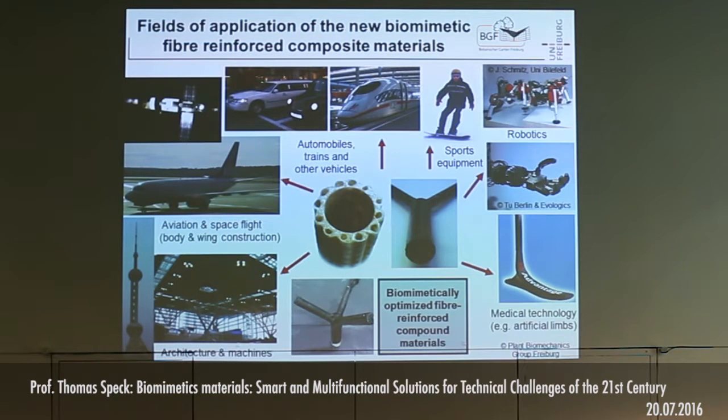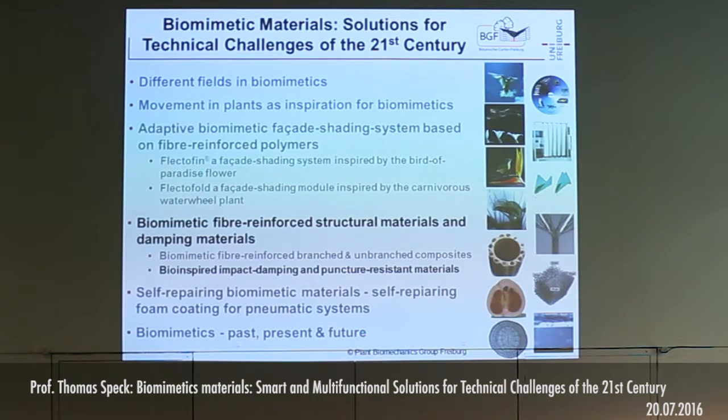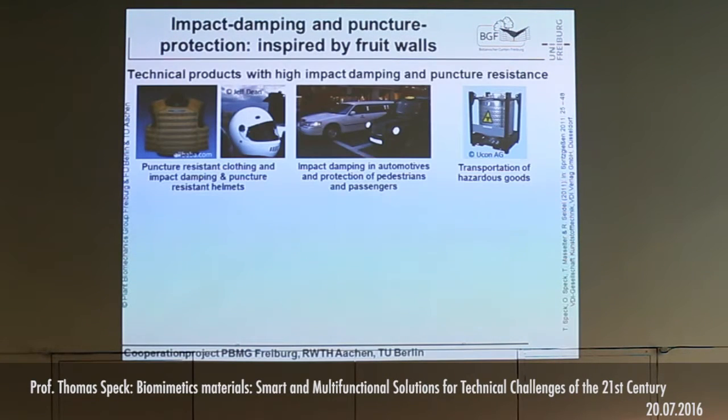But again, they can be used, as I said, in robotics, in different kinds of applications. So the last but one example is how can we learn from plants for impact damping, puncture resistant materials. The field of application again is wide ranging from puncture resistant clothing, protection vests, to puncture resistant and damping helmets. So impact damping in automotives and protection of pedestrians and passengers, or transportation of hazardous goods.